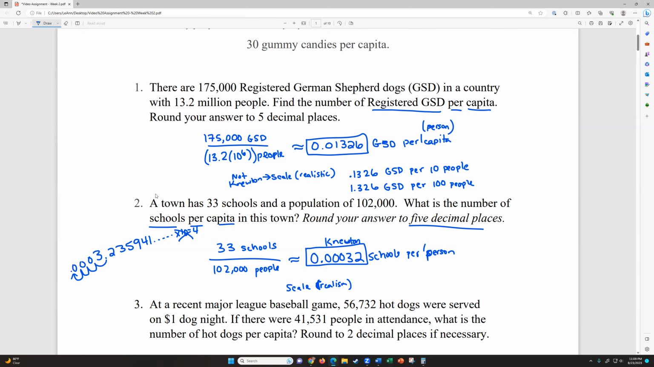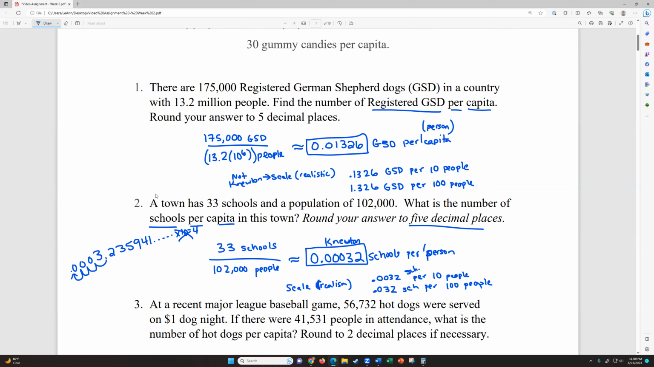I could multiply by 10. That would only move my decimal 1 place. Schools per 10 people. That's still not quite realistic enough. Multiply by another 10, your decimal will move 1 more place to the right. Oops, that's not a 5. I should probably write schools as SCH instead, just to abbreviate it. Per 100 people, because we've multiplied by another 10.